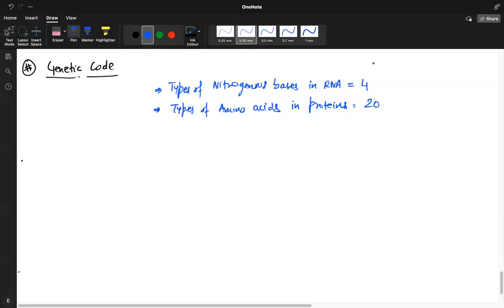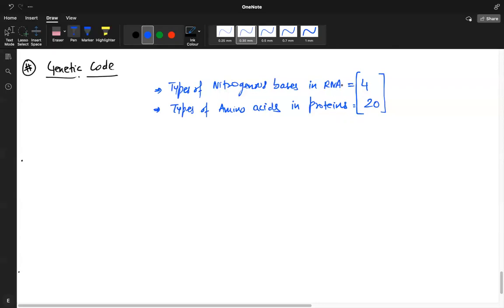Now pay attention here. 4 nitrogenous bases and 20 amino acids. Now that's a problem. If there were just 4 amino acids, again, the law of copying would have worked, right? Let's say there were just 4 amino acids. So A will code for one, U will code for the other, T will code for the other. And so when the ribosome reads A, U, G, C, it will put one of the 4 amino acids in the chain. But that's not the case. There are 20 amino acids.